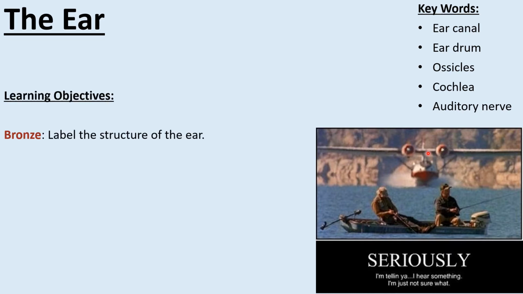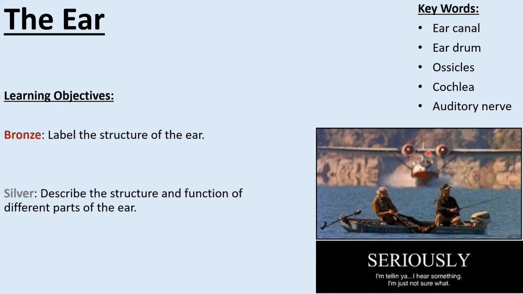So the learning objectives: we've got label the structure of the ear, describe the structure and function of different parts of the ear, and explain how the ear is able to hear and detect sounds. And our keywords are over here. So we've got ear canal, eardrum, ossicles, cochlear, and auditory nerve.